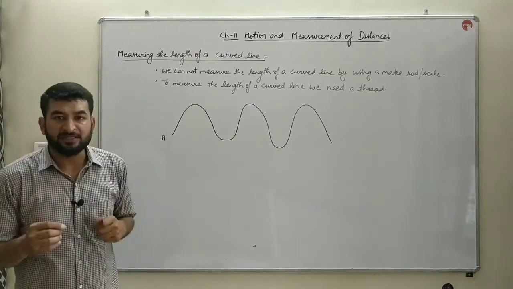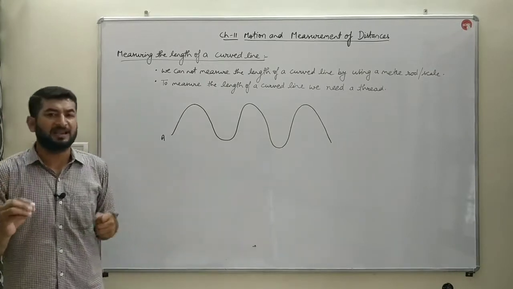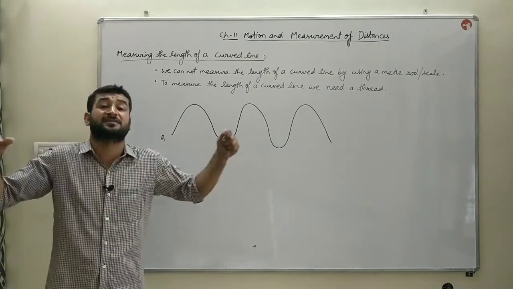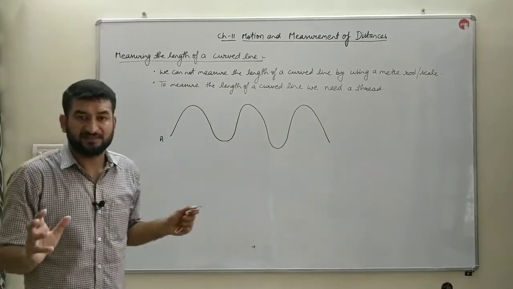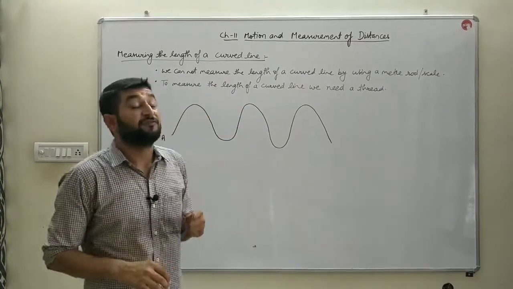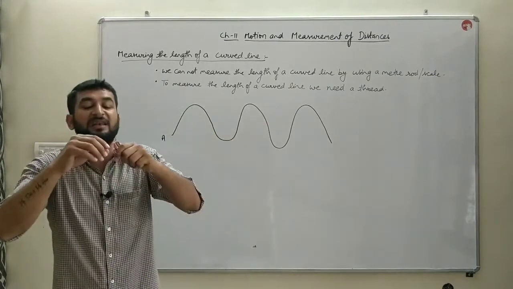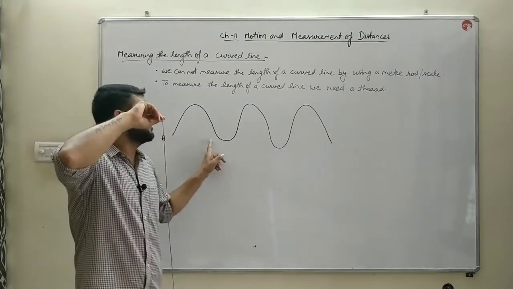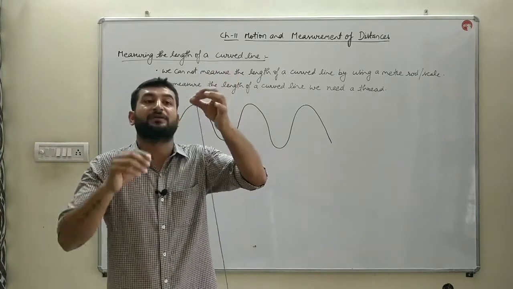Discuss measurement of a curved line. We cannot measure a curved line by the help of a meter rod or a meter scale, as it is a straight scale which can only be useful in measuring straight distances. To measure the curved line, we need a thread. First, we measure that curved line by the help of a thread, and then we measure the length of that thread. For example, if you want to measure this curved line from A to this particular point, then what you have to do is take a long thread.